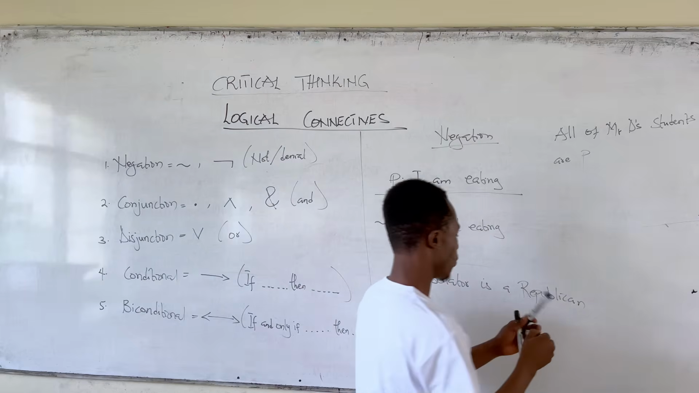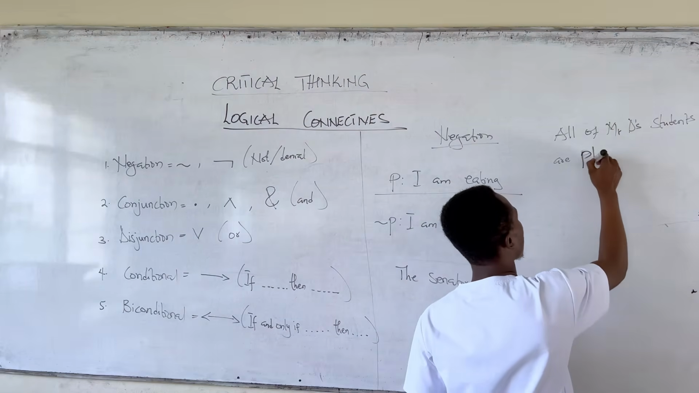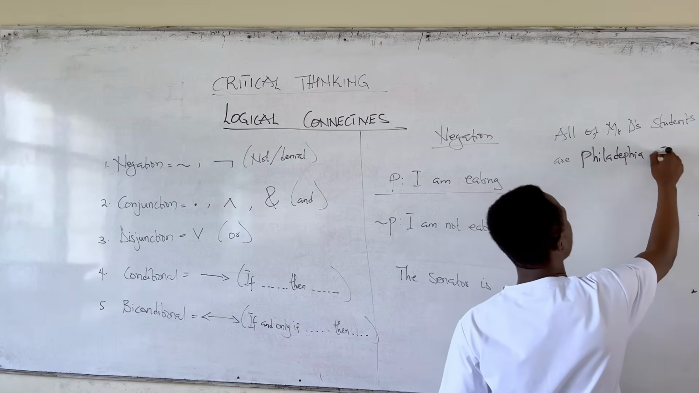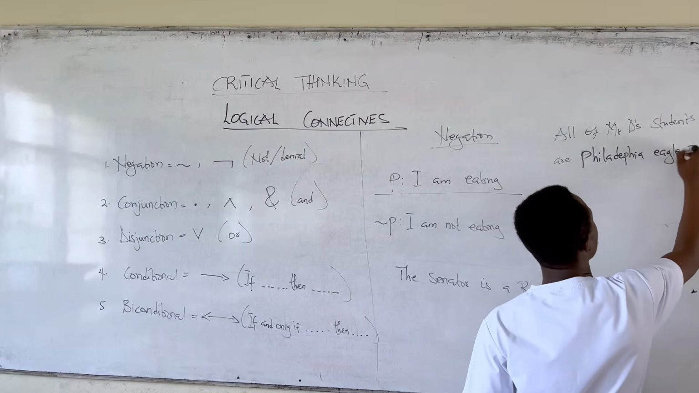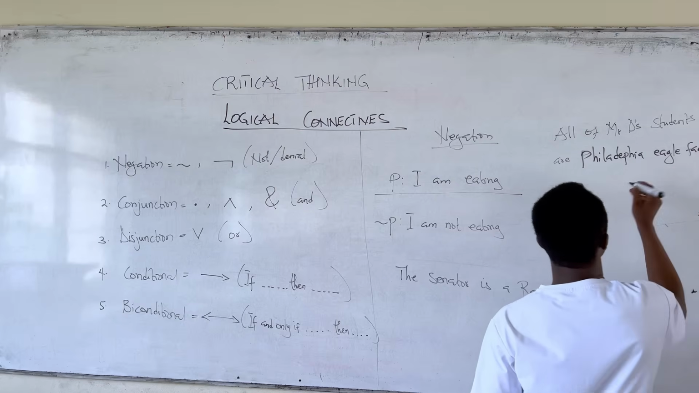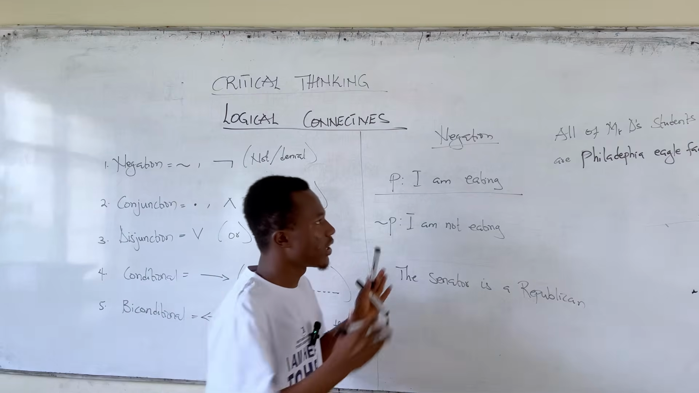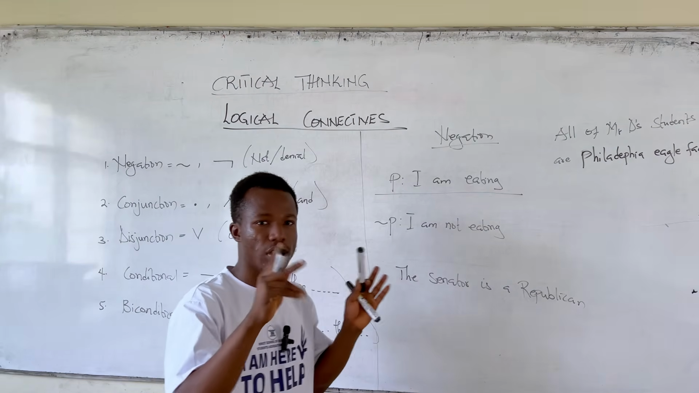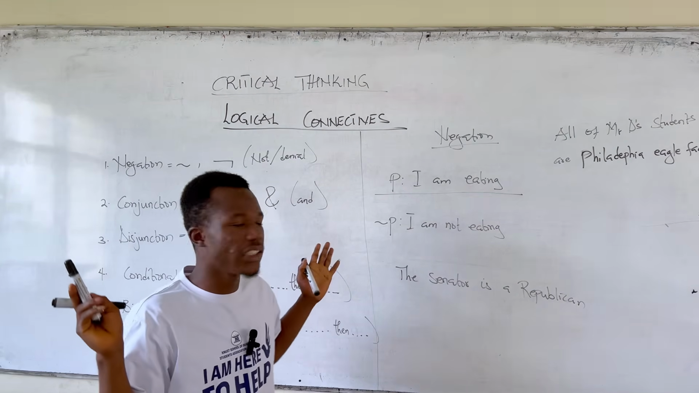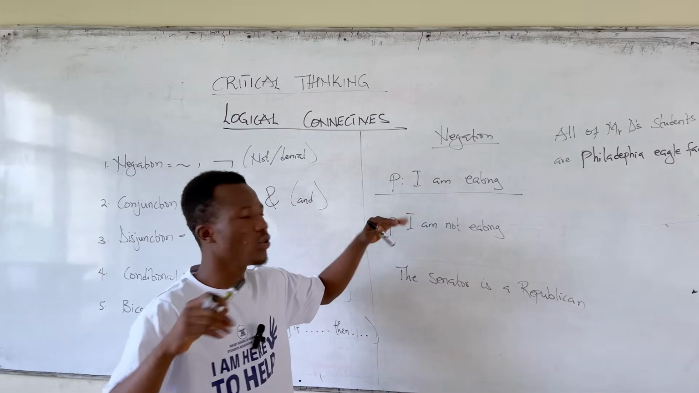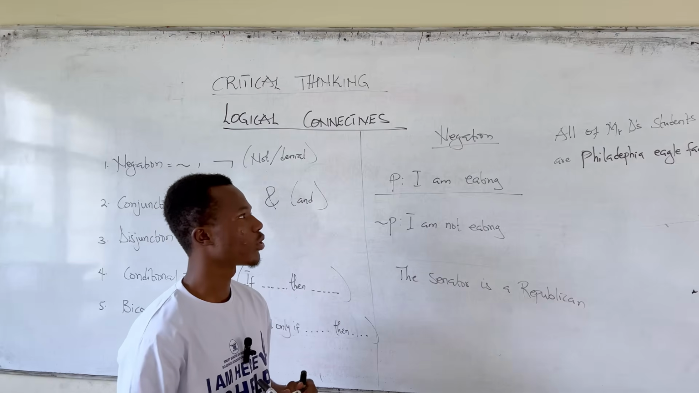Okay. So, Philadelphia Eagle fans. This is also a simple sentence because it's just one sentence. It is not connected by any disjunct or a conjunct. But let's look at how to solve this.